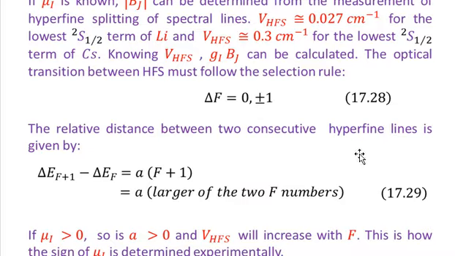The relative distance between two consecutive hyperfine levels is given by delta E with quantum number F plus 1 minus delta E with quantum number F. You subtract these two values because these two are consecutive levels with respect to the quantum number F, then it is given by A times F plus 1. That is, A times the larger value of the two quantum numbers. So the energy gap between F and F plus 1 will be equal to A times the larger of the two F numbers.